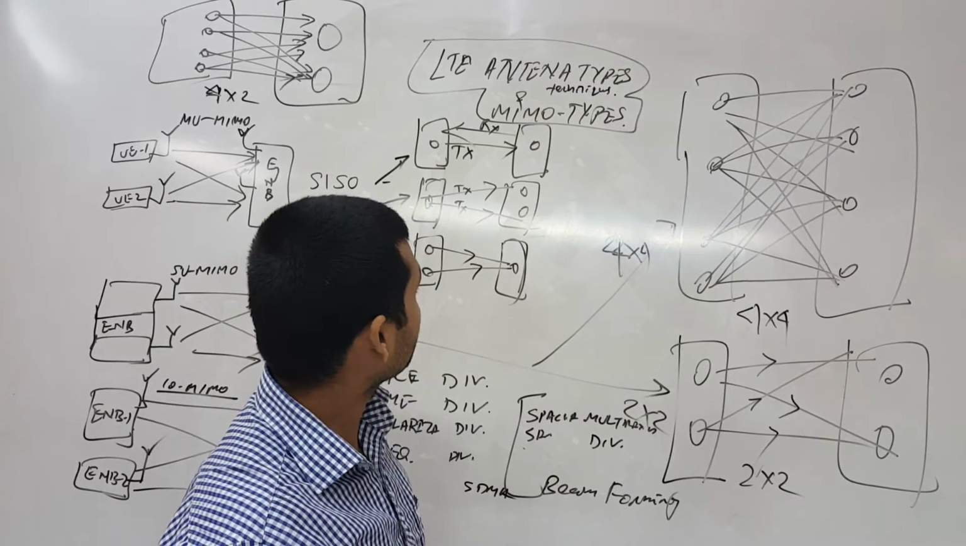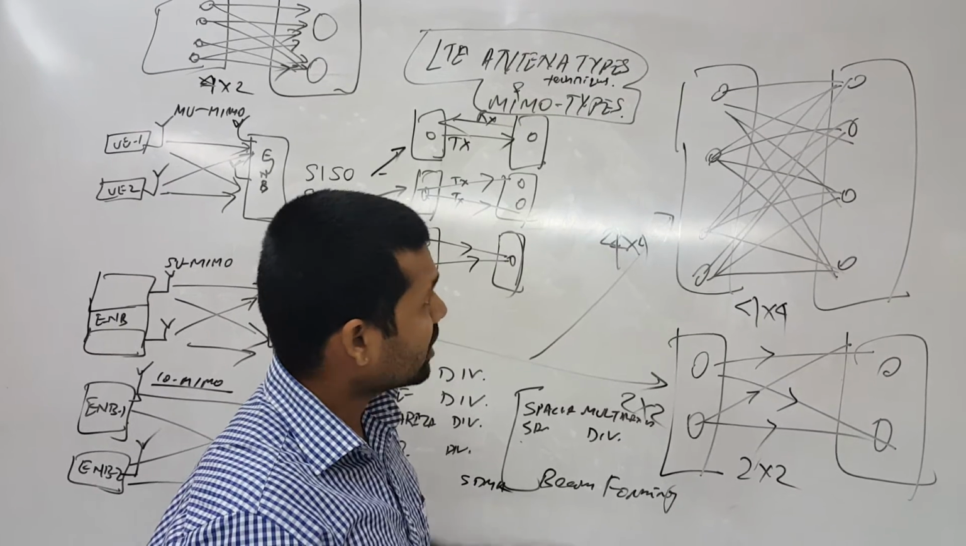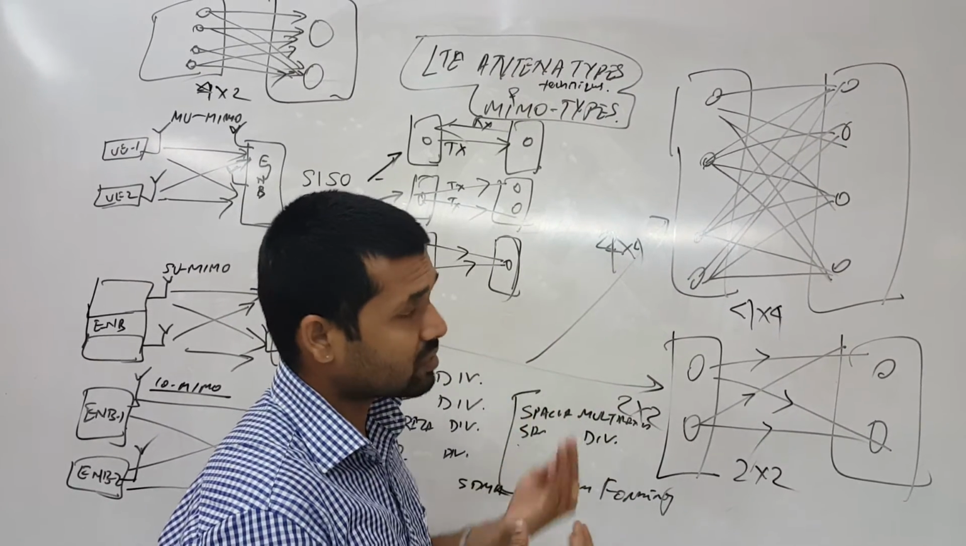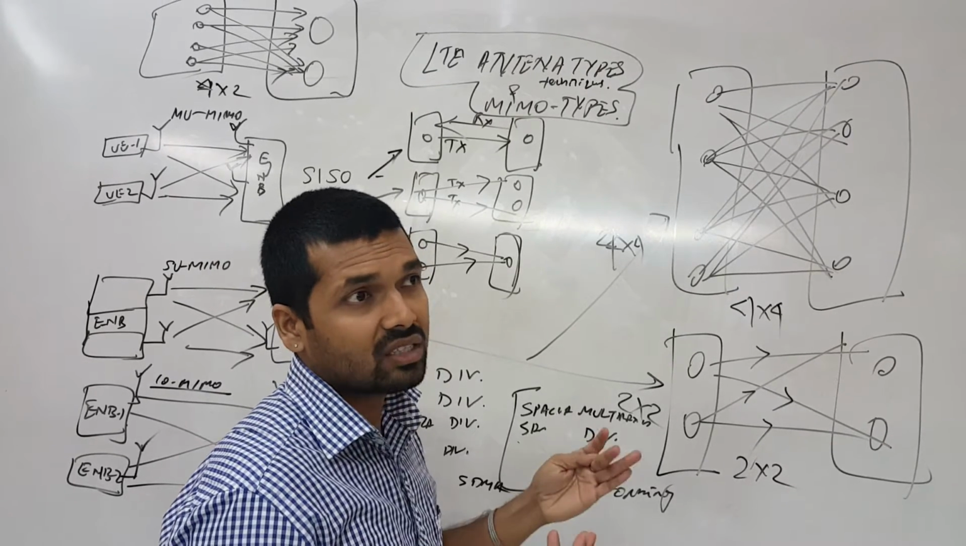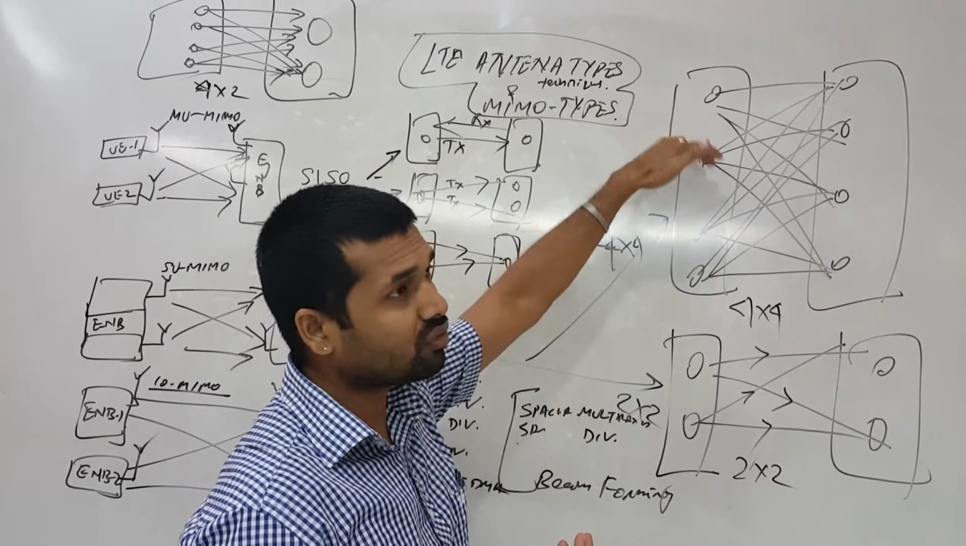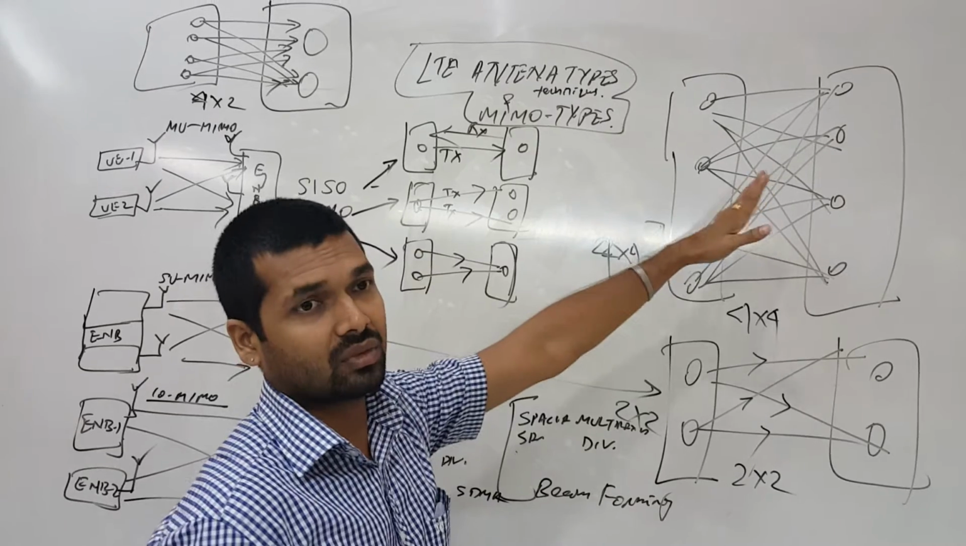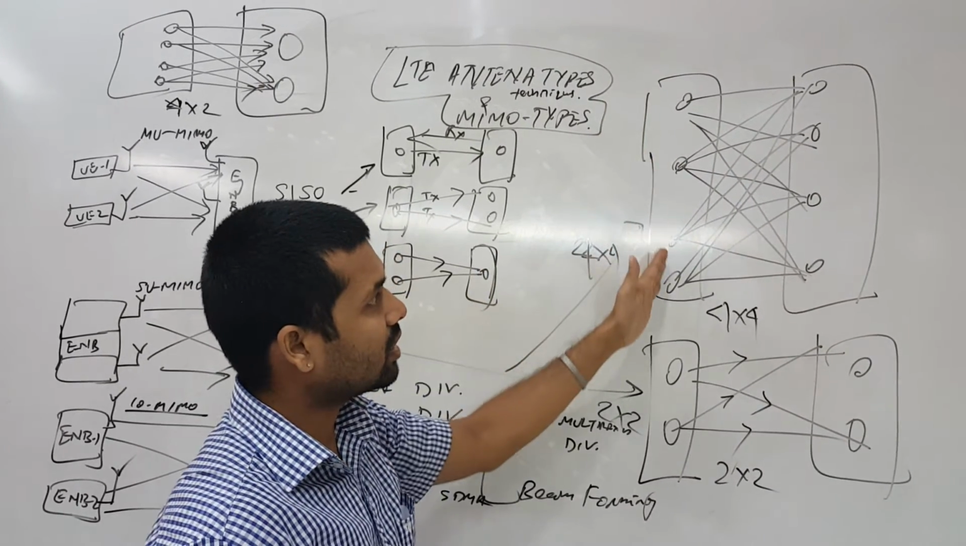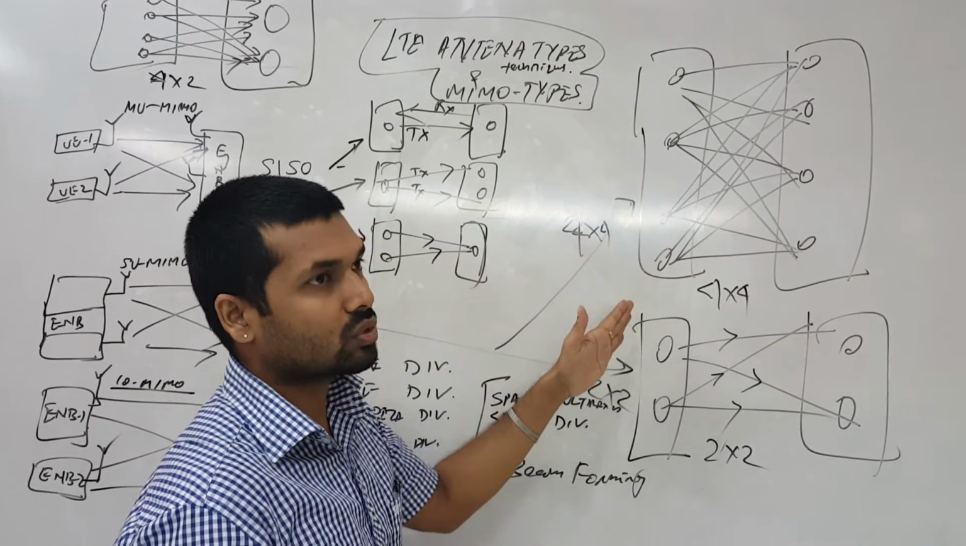Then we are having types of MIMO, like spatial multiplexing or spatial diversity. So in one technique we send the same stream of data in all the ports, or in the other technique we send different streams of data in parallel with all the ports.